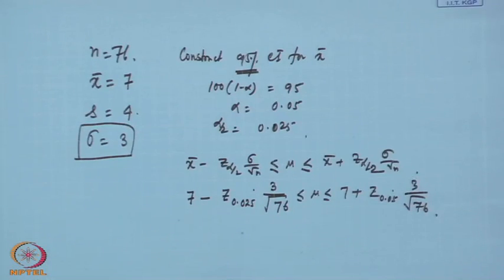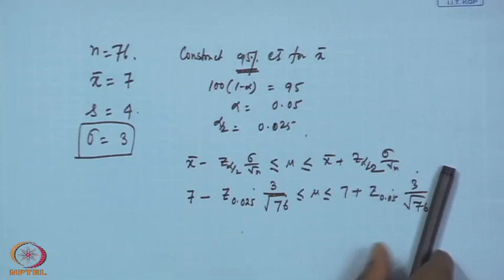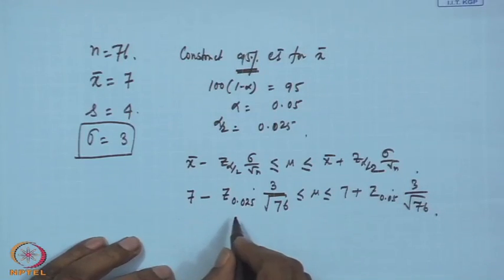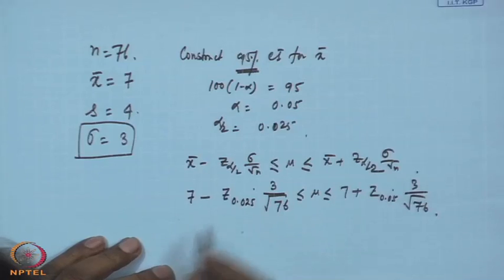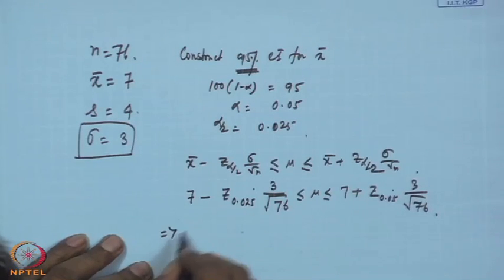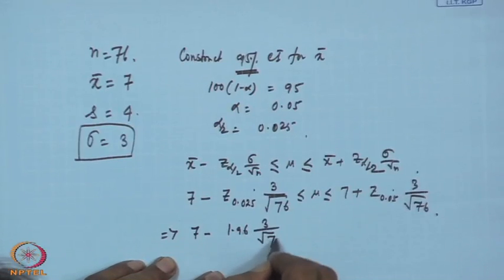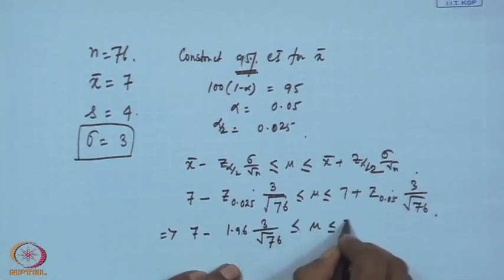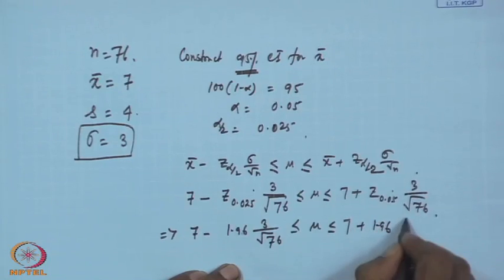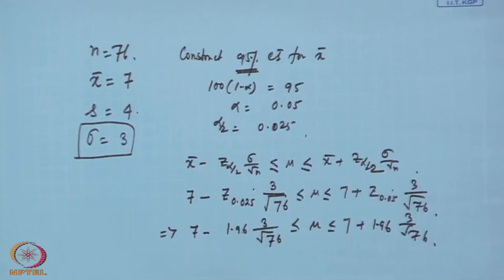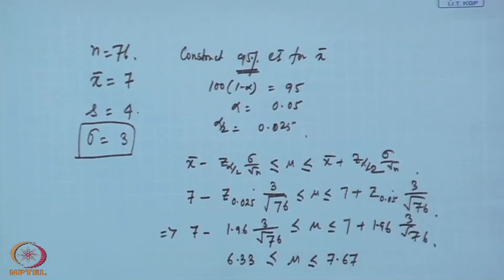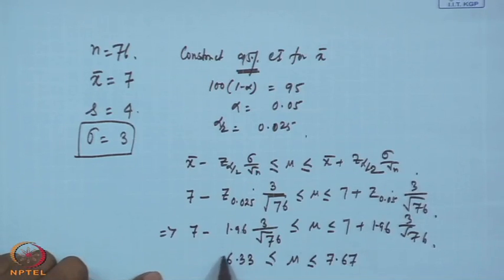All of you know that z 0.025, if you see the table, it is 1.96. So, I can write further that our interval is 7 minus 1.96 times 3 by root of 76 less than or equal to mu less than or equal to 7 plus 1.96 times 3 by root 76, and the answer will be 6.33 less than or equal to mu less than or equal to 7.67. This is the confidence interval for mu.